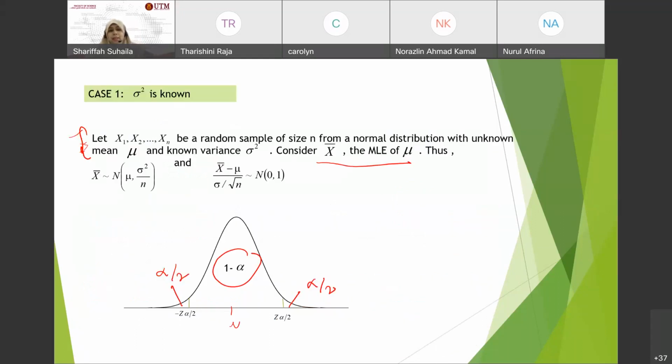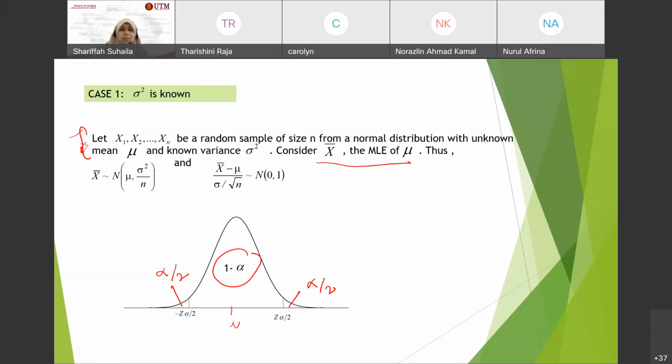So again, for a confidence interval for a single population mean, we have several cases. If you remember, we actually have 3 cases. So the first case is sigma square is known. Okay, sigma square is known regardless of the sample size. It can be either a large sample size, which is n greater than 30, or you can also have a small sample size, as long as your sigma square is known. Okay, meaning it is given in the question. We don't have to estimate your sigma square.